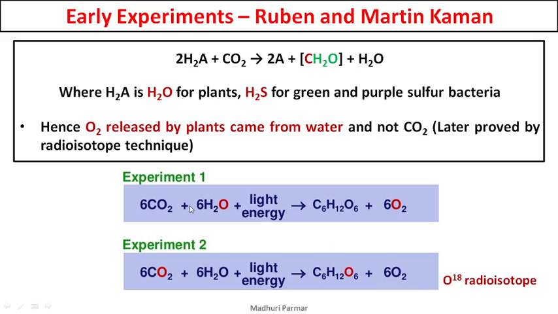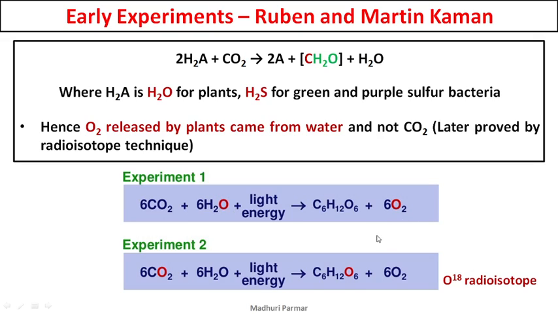In experiment number 1, they took normal carbon dioxide, but the water was radioactive. The water given to the plants was radioactive. Light was given to the plants, and after that they checked whether the glucose was radioactive or the oxygen was radioactive. To their surprise, the oxygen that was evolved was radioactive. This meant that it was from water that the oxygen was getting produced.